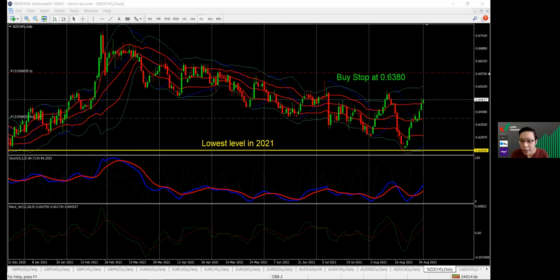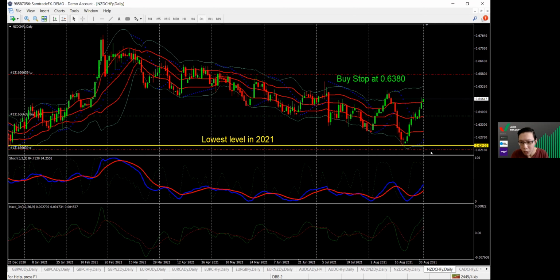Say for example, right now my stop loss is below the lowest level in 2021. It's definitely much safer than any level above it, right? So it's 160 pips, and right now we are making some 70 pips. If you want to shift your stop loss up, there are many ways to go about doing it. I'm not going to go through the whole theory behind it.